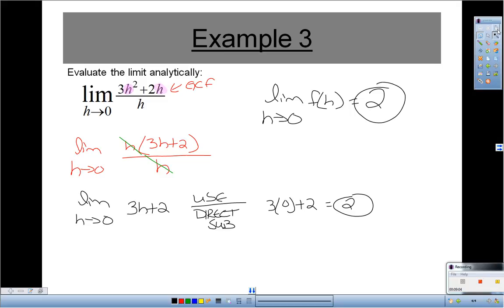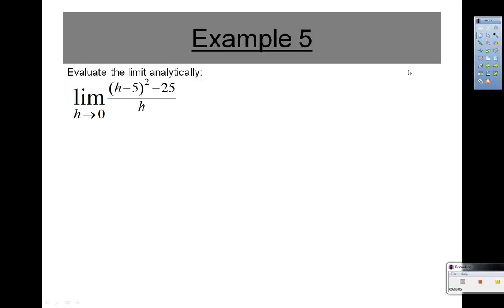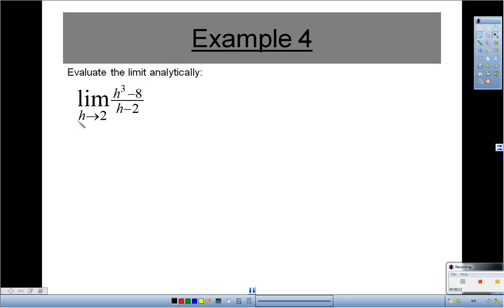All right, let's take a look at one more. I think I have one more. Nope, two more, sorry. All right, let's take a look at this one. For this one, it wants me to find the limit as h approaches 2 of h cubed minus 8 over h minus 2.